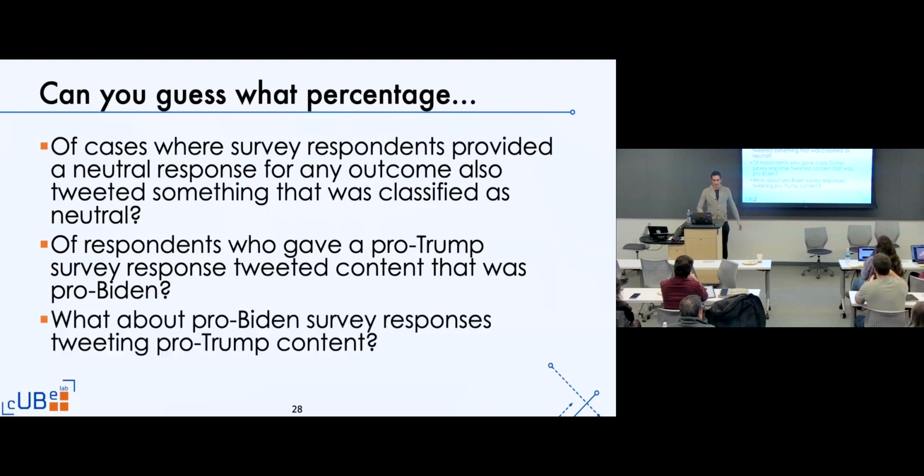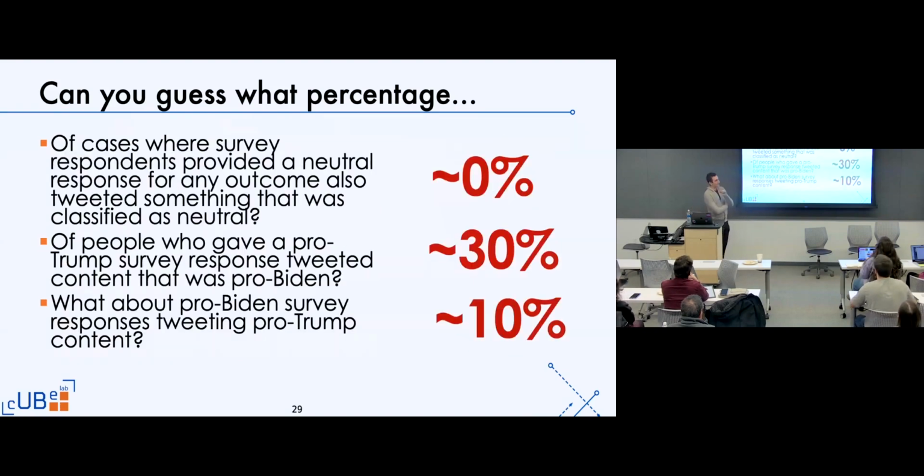Roughly there. What about vice versa? Tweeted pro-Trump content, but were pro-Biden on the survey. Similar number. Negative 40%, right? Yeah. Okay. So here's the numbers. There was almost no one who tweeted a neutral statement when they provided a survey response that was neutral.